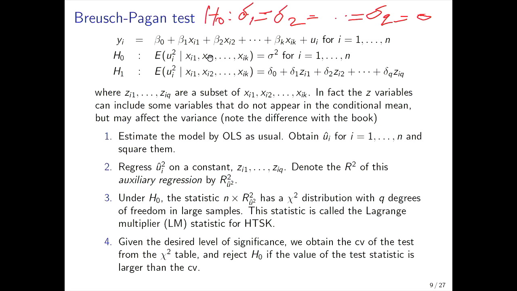So here's the Breusch-Pagan test. So here's our linear regression model: the ith observation on the dependent variable, the ith observation on each of the regressors, the ith observation on the error term. So in order to perform the Breusch-Pagan test, you have to make an assumption about what's generating the heteroskedasticity in your model.